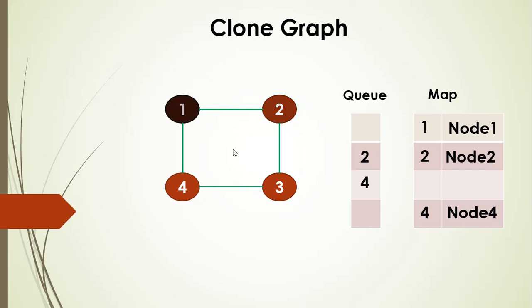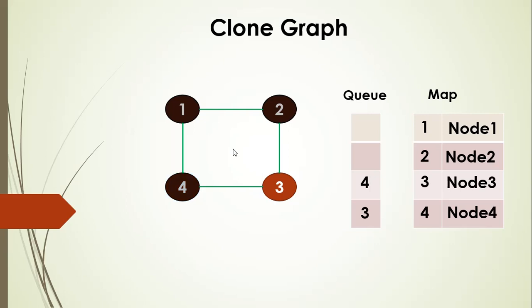Now we go to node 2. We need to process the neighbors of node 2 now. So we remove 2 from the queue because we have already processed it. Now we need to check if the neighbors are already processed or not. Neighbors of 2 are 1 and 3. If you see, 1 is already created, it is there in our map, so we don't have to do anything. We just have to push it as a neighbor of 2. Then we push 3, the neighbor of 2, to the queue. So we need to process 3 in future. Now when we push neighbor 3, we create a new node and push it to our map. Now processing of 2 is completed.